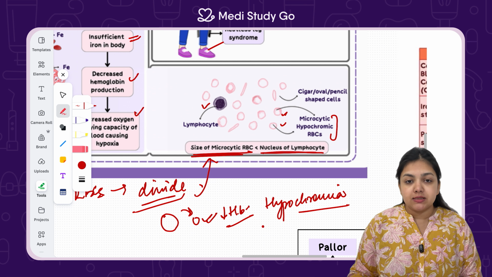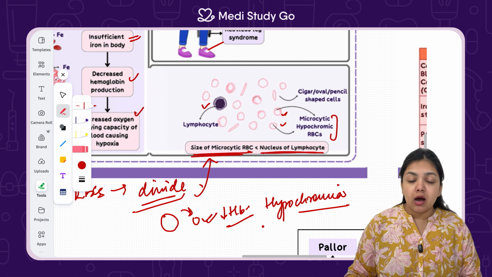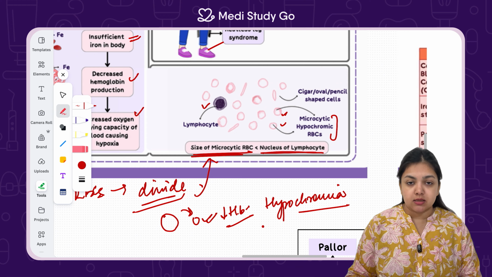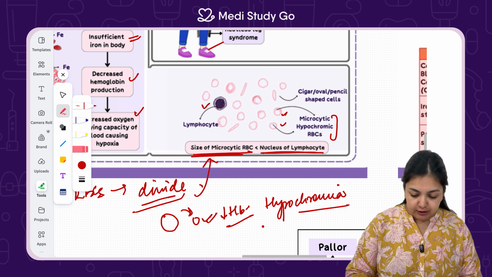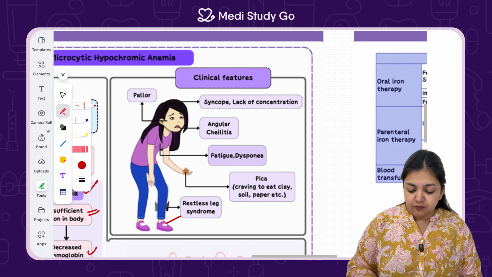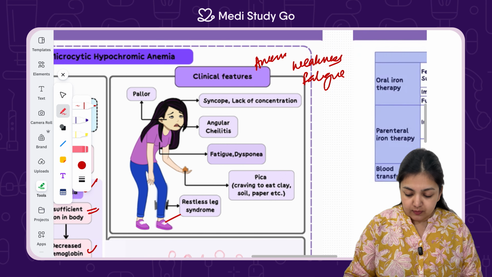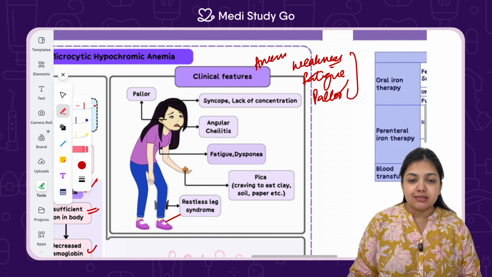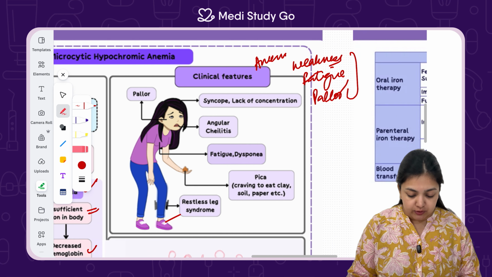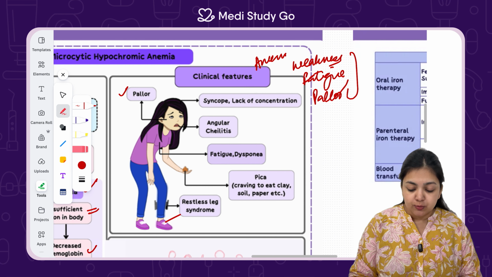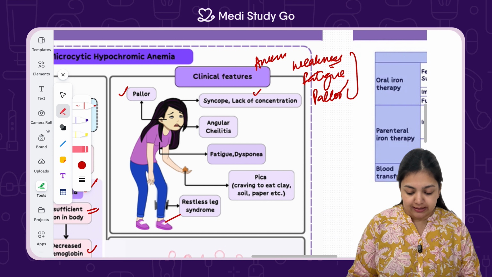After we know how the disease is progressing, we need to know how the patient will present to us, like what will be the symptoms and clinical features. So coming to clinical features, like any other anemia, there are going to be symptoms of weakness, fatigue, and pallor. These symptoms will obviously be there because oxygen is less and hemoglobin carrying capacity is decreased. There is going to be pallor, syncope and lack of concentration because less blood supply is going with oxygen being carried.